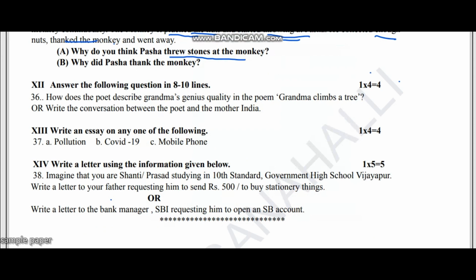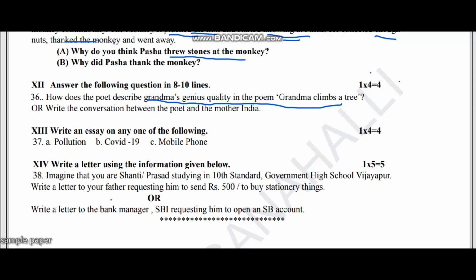Roman number 12. Answer the following question in 8 or 10 lines. 36. How does the poet describe Grandma's genius quality in the poem Grandma Climbs a Tree? Or write the conversation between the poet and the Mother India. Dear students, you can go for this Grandma Climbs a Tree poem. This is a very, very easy poem.